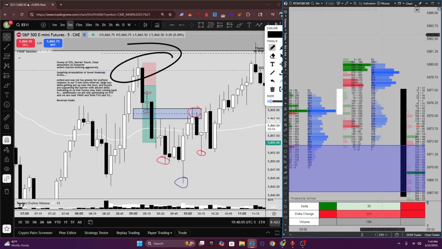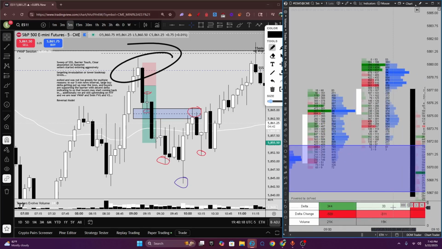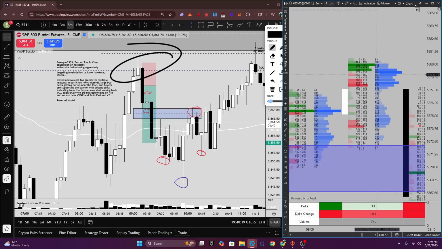It essentially lines up, right? Take a look at the delta as well. The delta is green, but it's barely green, and delta has been going more and more towards the negative. Delta change, it's been decreasing. But that's essentially the analysis for the top.